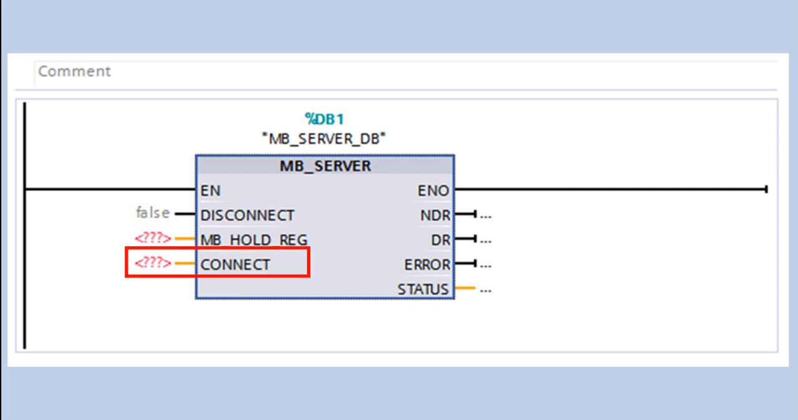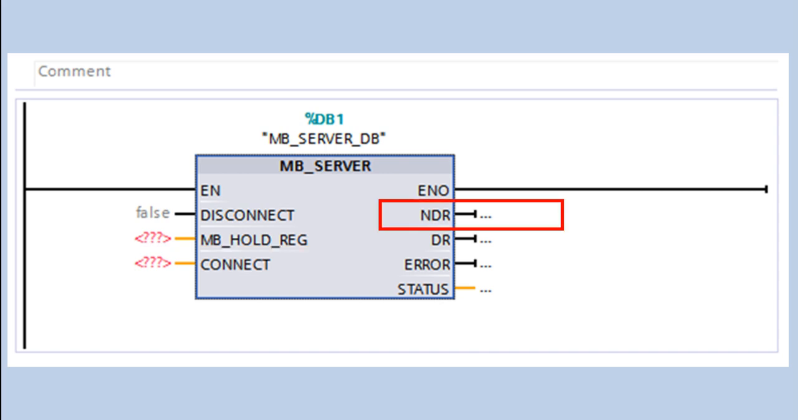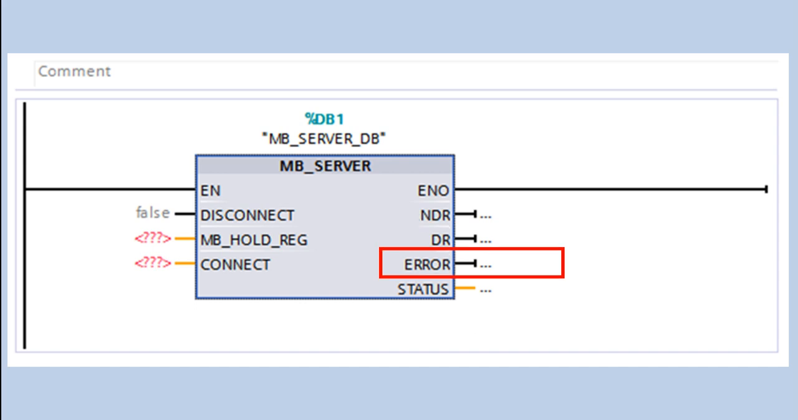Connect. This is the pointer to a structure called tcon_ip_v4, which contains some parameters that are required for establishing a connection. NDR, new data ready. It will become 1 when new data written by the Modbus client is completed. DR, data ready. It will become 1 when data read by Modbus client is completed. Error, it will become 1 if there is any error. Status. This will return the status code of the MB server block.